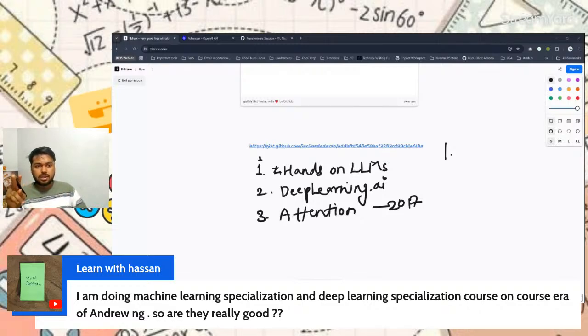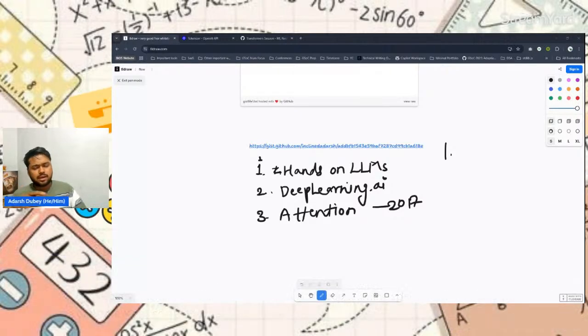Particular things I'd like to tell you: first of all, make notes. Do not skip making notes. And the second thing is, keep practicing on the practice notebooks that they give. Those two are actually the best thing you can do. So definitely go ahead with the machine learning specialization and deep learning specialization. Hands down, these are the best.